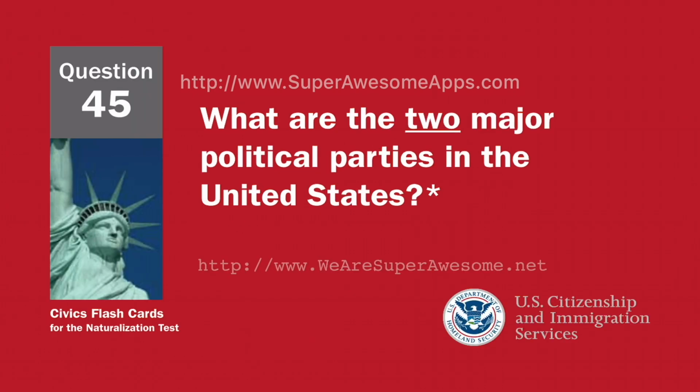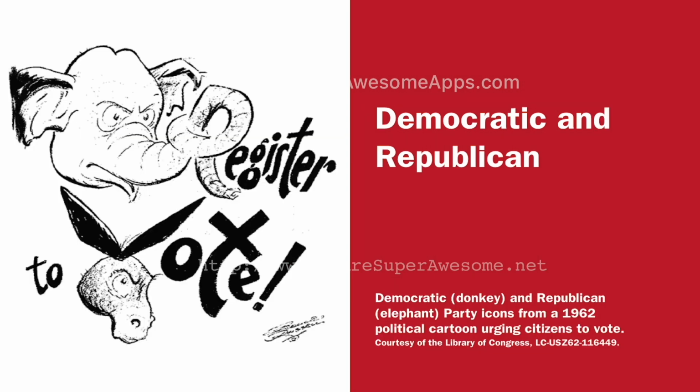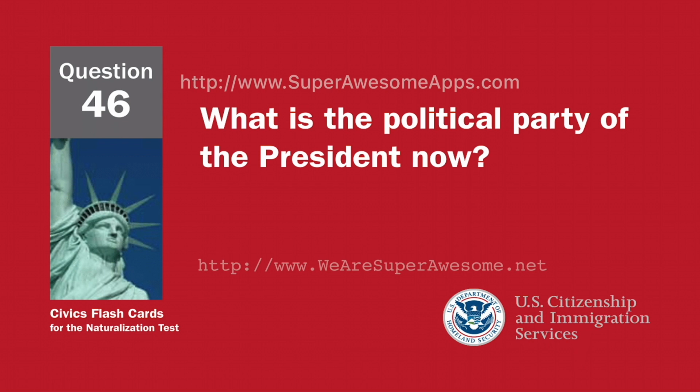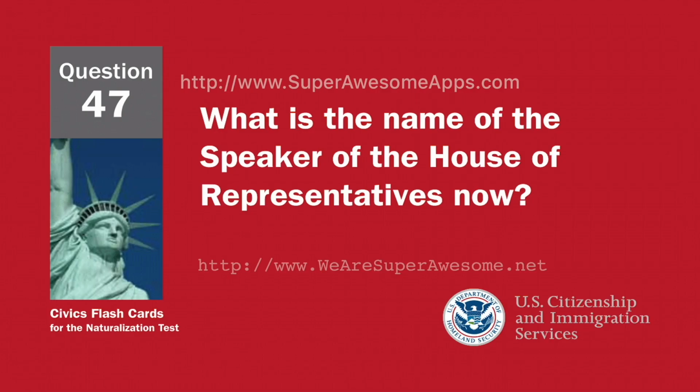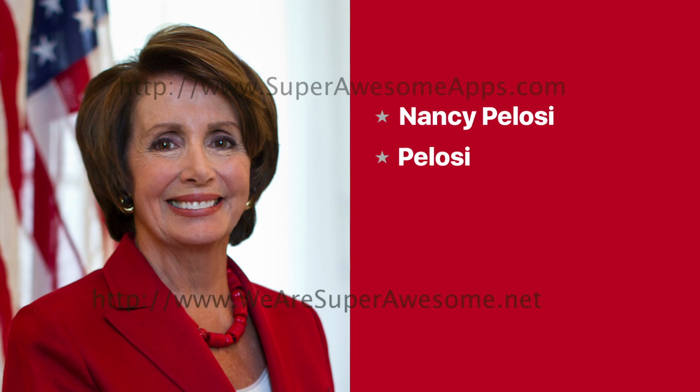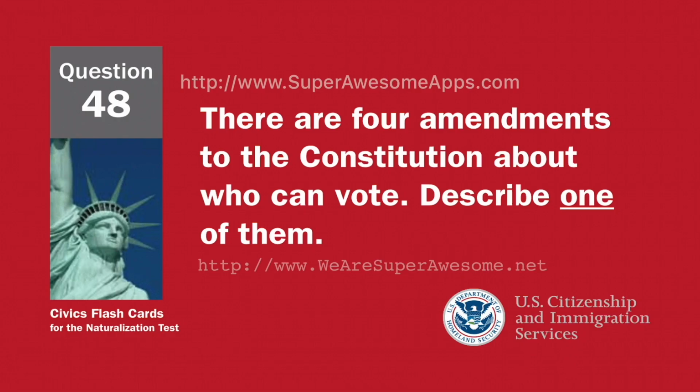What are the two major political parties in the United States? Democratic and Republican. What is the political party of the president now? Republican Party. What is the name of the Speaker of the House of Representatives now? Nancy Pelosi. Pelosi. There are 4 amendments to the Constitution about who can vote. Describe one of them.